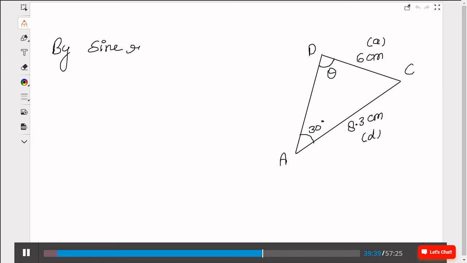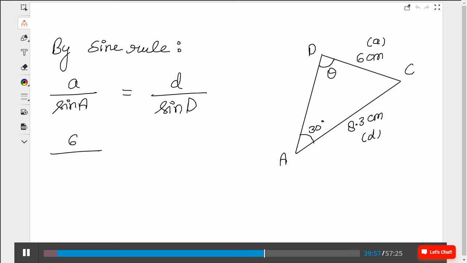Angle A is 30 degrees, and D is 8.3. Angle D we don't know, that is theta this time. We then cross multiply, we transform the terms, so we finally get 8.3 times sine 30 over, over what? 6. Yeah, 6 goes into division.